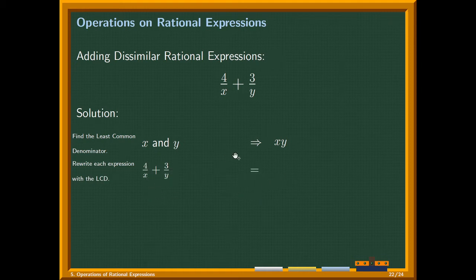So, kini, ilisan na nato og xy, so punan na nato og y. Kung punan na nato og y, para mapareha, punan pod nato sa taas diri og y. Kaya kung ato i-cancel ang y, mobalik siya sa original 4 over x. Ang ikaduha, punan nato og x. Kung gipunan nato diri x, punan pod nato diri sa ibabaw og y. Take note, i-rewrite nato, punan nato og y ang primero, punan nato og x ang ikaduha. Ang purpose is to rewrite the expression using the LCD that we find.